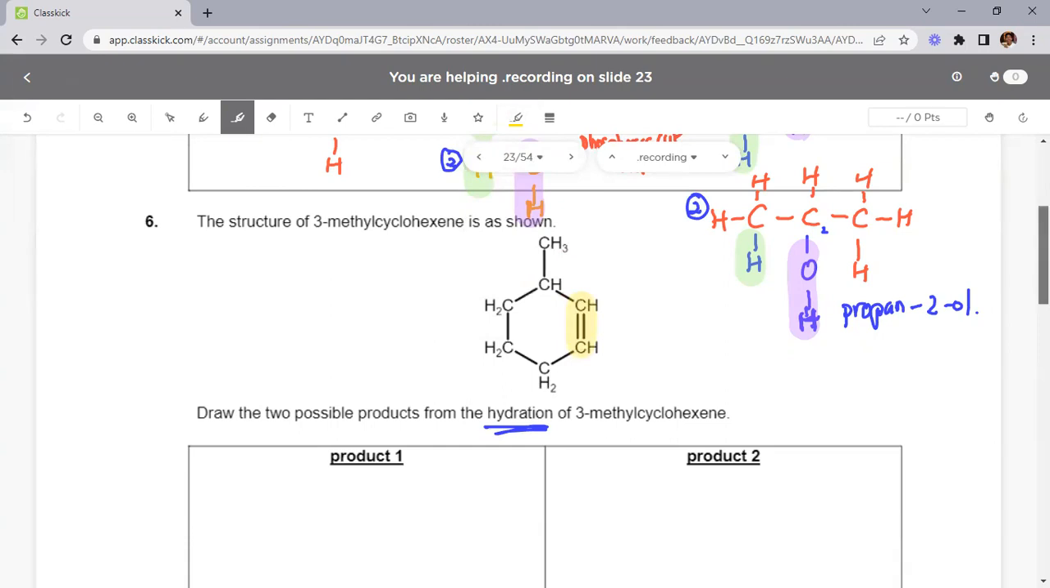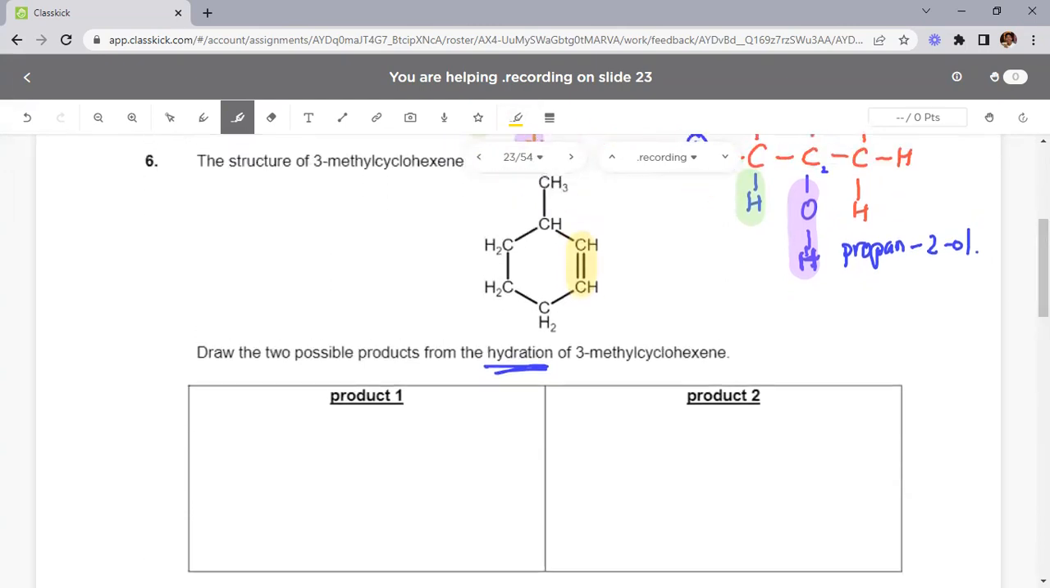So I want you to now take the next 1 minute to draw the 2 possible products from this. Your focus is on the double bond. What do you think are the 2 possible products that can come out from this? Take 1 minute now to go and try it out. I'm going to pause the recording. So what are the 2 possible products from the hydration of this thing here?